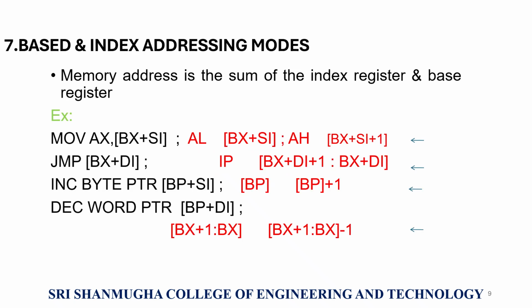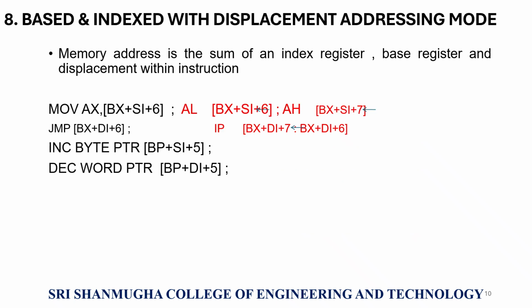The seventh one is based and indexed. It is similar to the fifth and sixth. Here we combine both the base register and the index register to find the physical address. The values present in BX and SI represent the offset address. Combined, they are joined together and represent the location of the data.